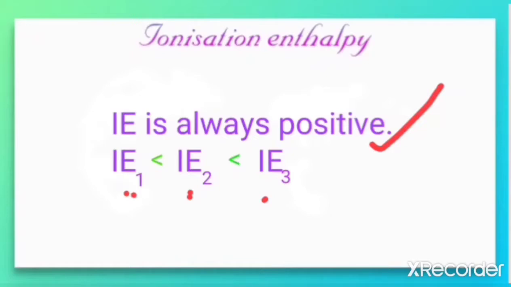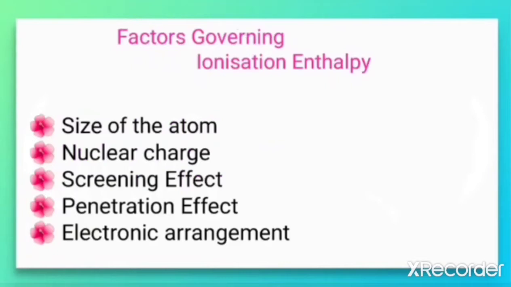So these are the two important reasoning questions which always come in the exam: why the ionization enthalpy is always positive, and why the second ionization enthalpy is greater than the first. Now let us discuss the factors governing the ionization enthalpy, which are size of the atom, nuclear charge, screening effect, penetration effect, and electronic arrangement. We need to discuss these points in detail.